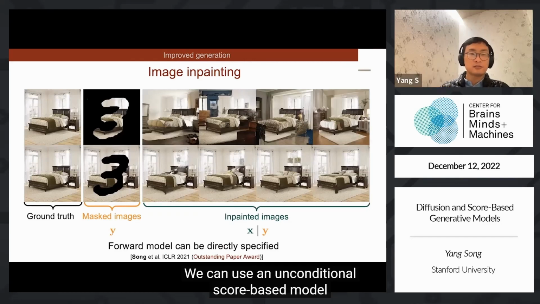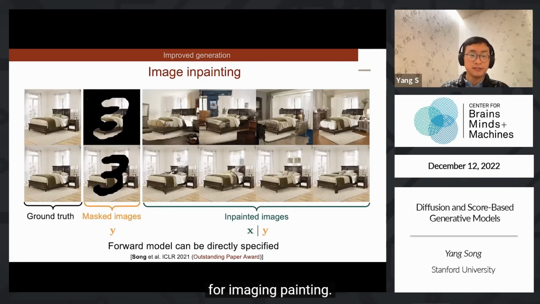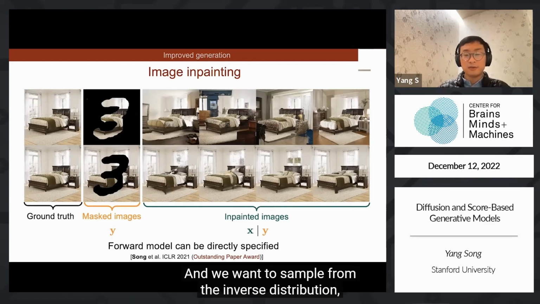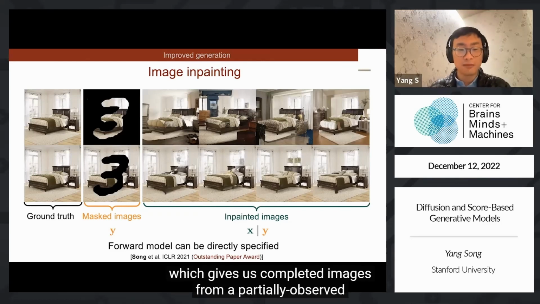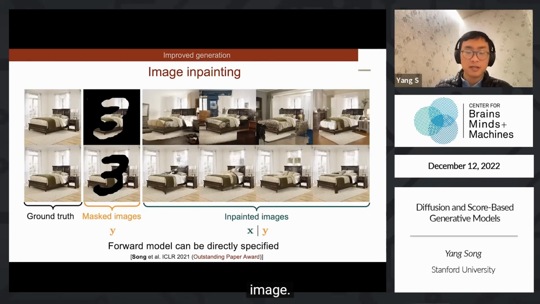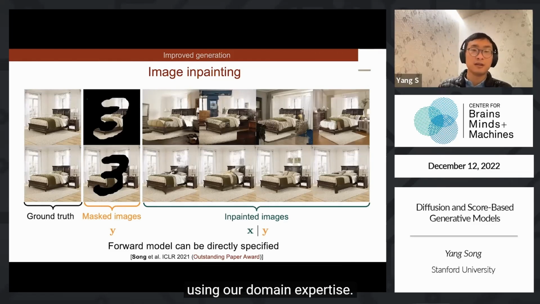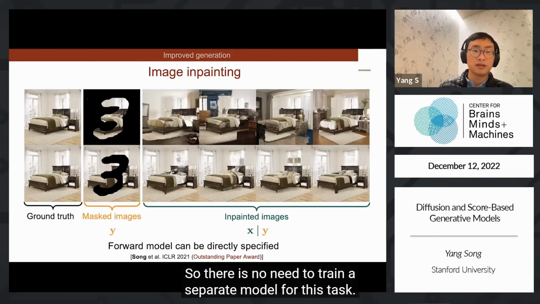We can use an unconditional score-based model for image inpainting. So here, the control signal is the masked image. We only know some partial regions of the image. And we want to sample from the inverse distribution, which gives us completed images from a partially observed image. In this case, the forward model can be directly specified using our domain expertise. So there is no need to train a separate model for this task.